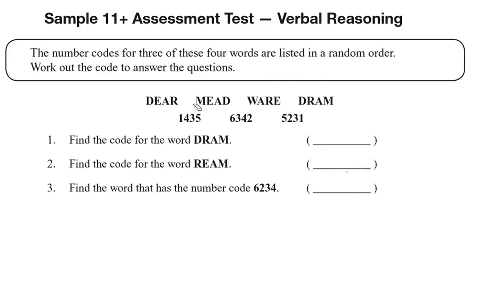So 3 of these 4 words here, there, made, where, and drum, 3 of them are represented by these numbers here. But they are random. They are jumbled up. So you're going to need to sort which one goes with which one, whether this one goes with that or whether this one goes with that.